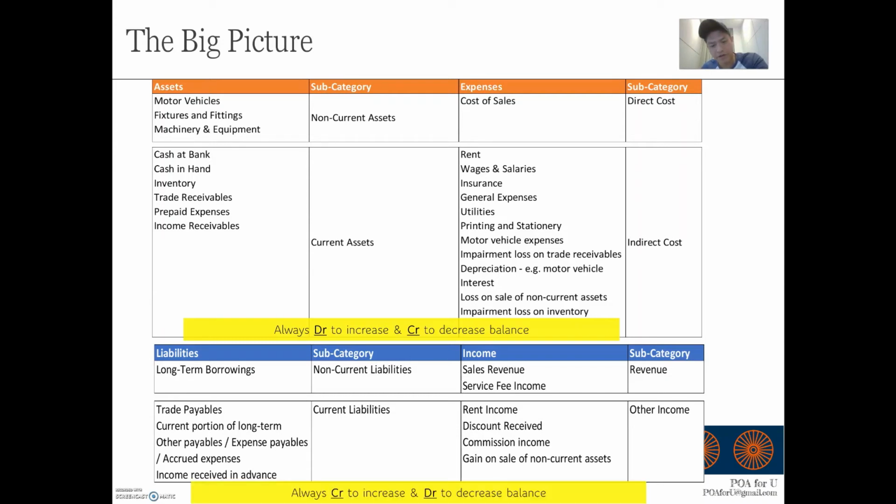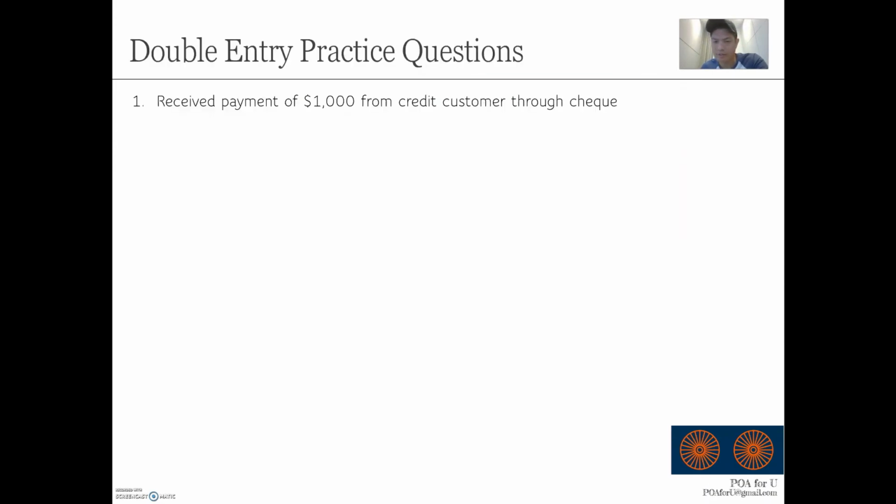Okay, and this is credit nature, so credit to increase, debit to decrease. Now let's go to some practice, right? And that's the interesting, exciting part. You receive payment of 1,000 from a credit customer through check.